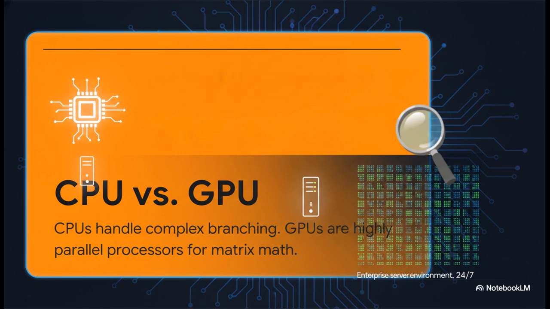A GPU, on the other hand, is a highly parallel processor. It has thousands of simpler cores optimized specifically for numerical matrix math. Unlike the CPUs that manage your operating system, or even the consumer GPUs you'd use for playing video games, data center GPUs like the H200 are designed for continuous, high-throughput operations, running 24/7 in enterprise server environments.